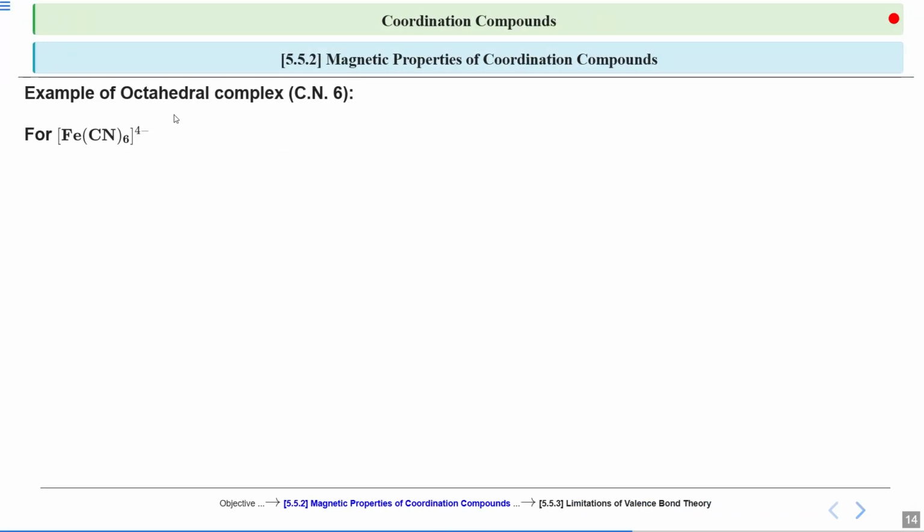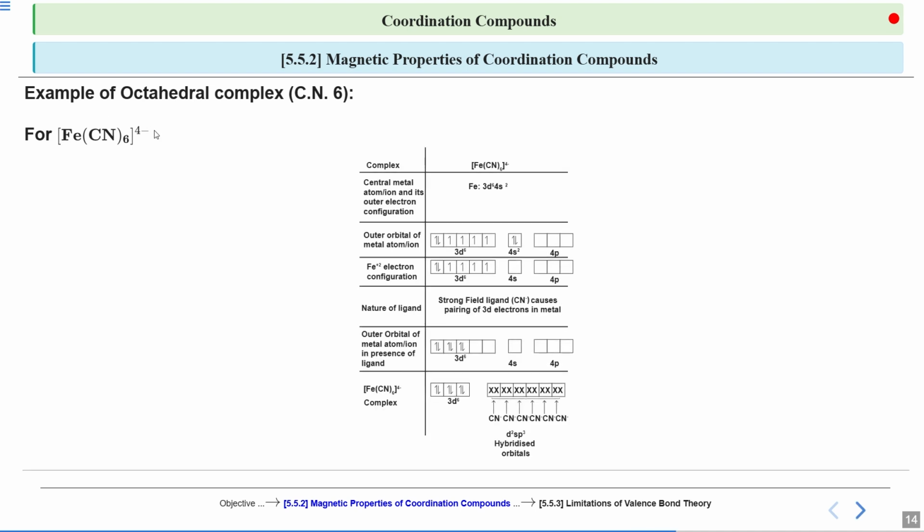Let's see the example of an octahedral complex now. Octahedral complex means the coordination number is going to be 6. In this, let's see the first example, [Fe(CN)6]4-. Here the central metal atom or ion is iron, and its outer electron configuration is 3d6 4s2. The outer orbitals of the metal atom are arranged in this manner: 3d6 with this electron filling where 4 electrons are unpaired, 4s2 is this, and 4p0.